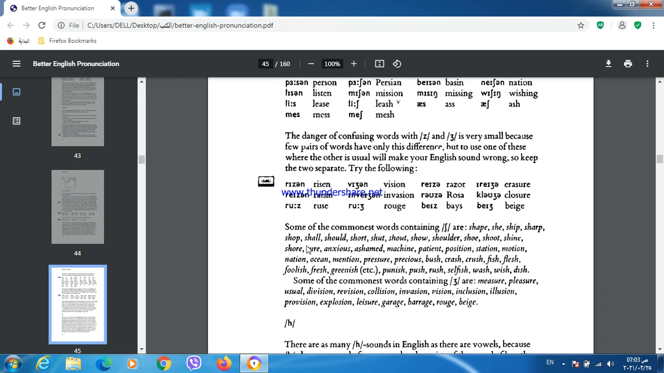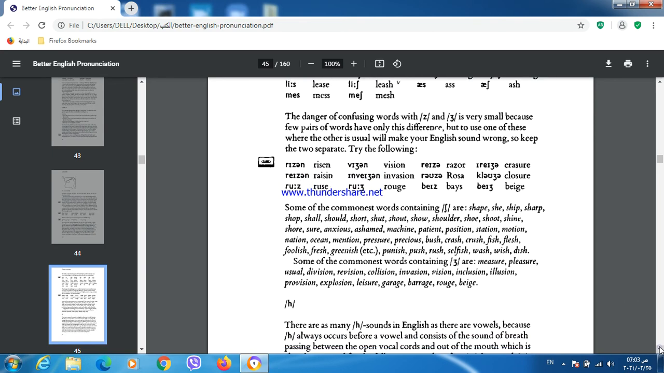Here he gives you some of the common words containing sh, اللي هي shape, for example: she, ship, shop, shut, shoot, short, shout, show, shoulder, shoe, shine, etc.